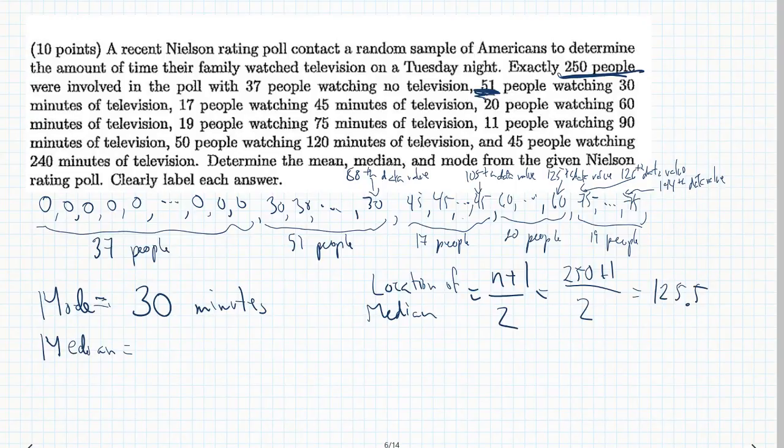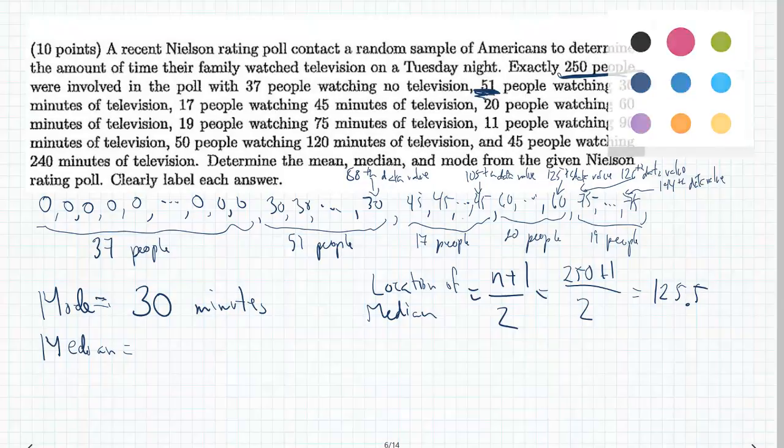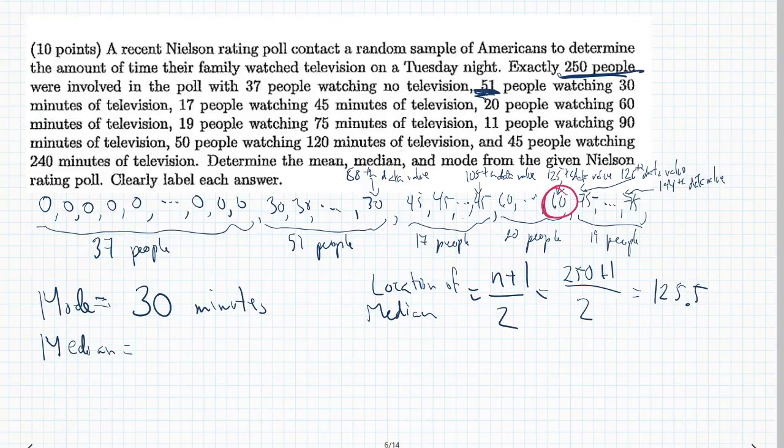So that means since we're halfway between, we got to look at the 125th data value, which, what do you know, it happens to be right here at 60, and the 126th data value, which is 75. And what we do in order to find the median is we take an average of those two. So you take 60 plus 75 divided by 2. So notice that would equal, if you add those two up, that's 135 divided by 2, which is 67.5 minutes.